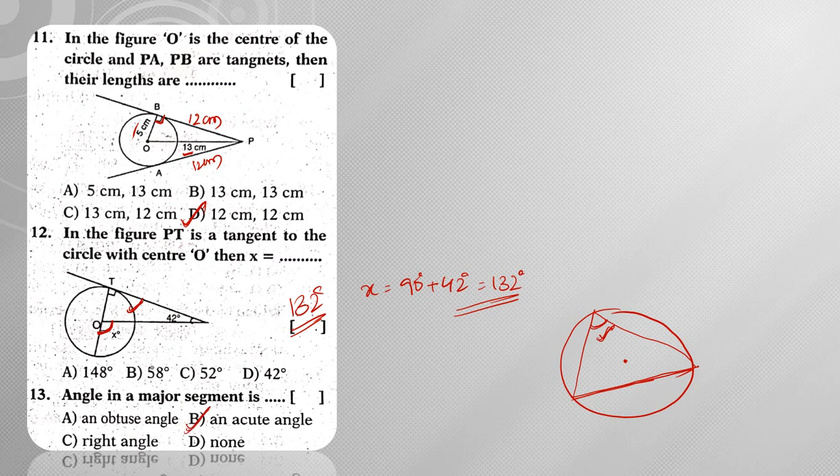Hence it is an acute angle. Suppose if it is a minor segment, then it is an obtuse angle. If it is a semicircle, then it is a right angle. So all these options will be there for each and every condition, right? So this big part is nothing but what we call the major segment. In the major segment, the angle is always an acute angle, right?